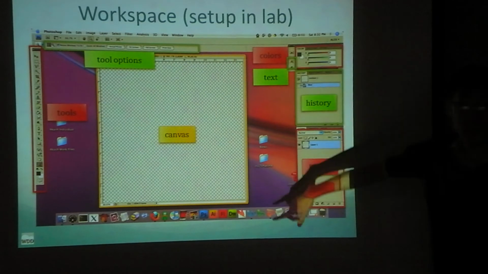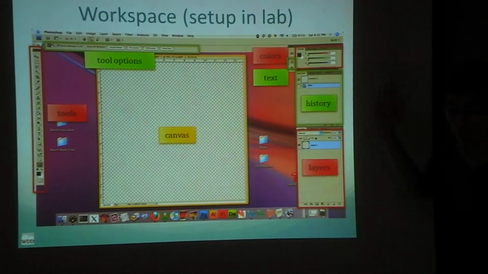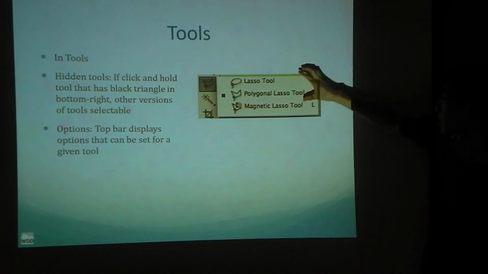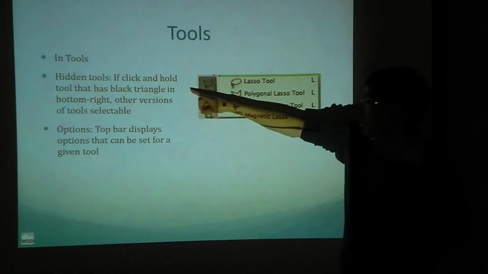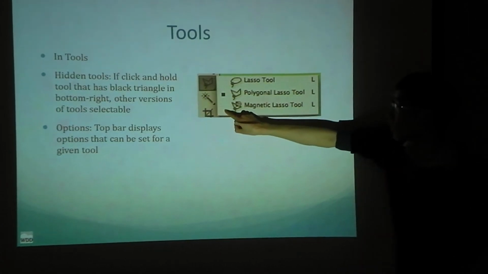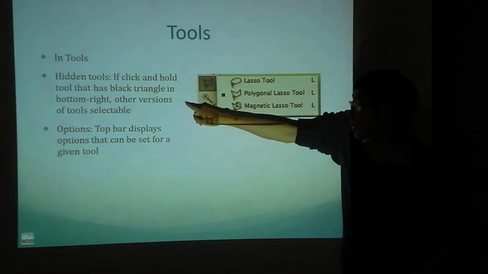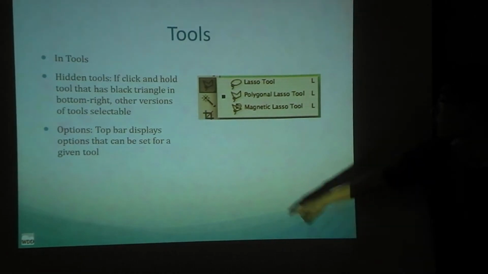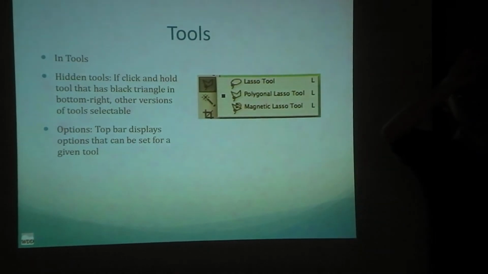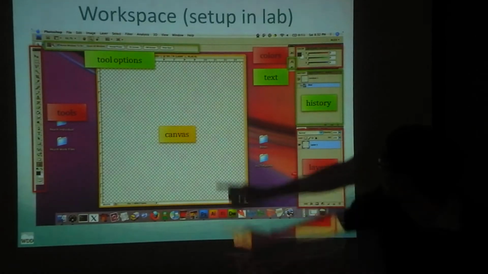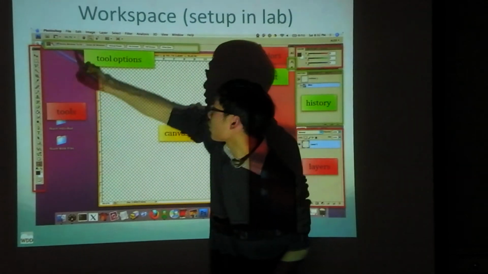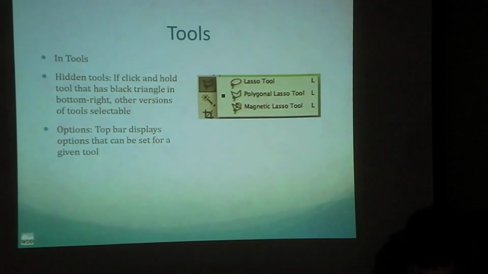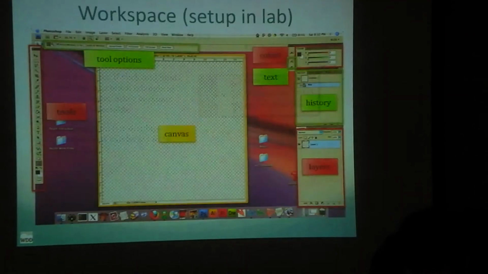And so these are the names for the portions of the screen that we're going to be using. And then the tools. There are a lot of tools on the left side of the toolbar, and if there's a black arrow on the bottom right of the icon, you can click and hold it, and that means there are other versions of the tool. And the top bar displays options for the tool you select. You can select further options for each tool you use.